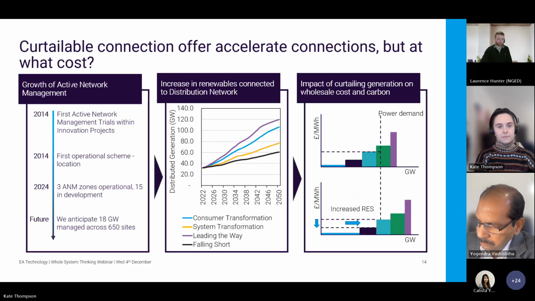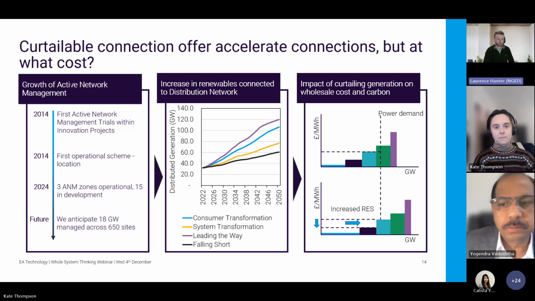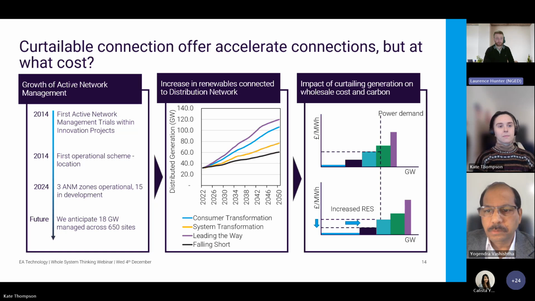Next slide, please. So one of the areas that we've been very interested in over recent years is the ability to increase the hosting capacity of generation across our network. And one of the methods in which we've made some very good progress is the use of curtailable connections. So these accelerate the connection of renewables by allowing customers to connect ahead of traditional network reinforcement, with the acknowledgement that at times of system peak, they may be asked to reduce their export to keep the system within its limits.